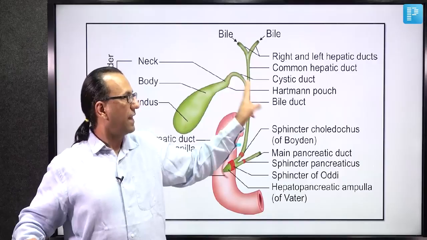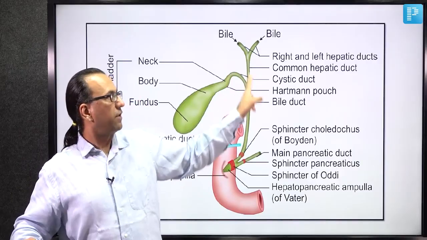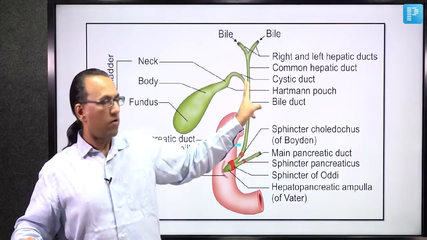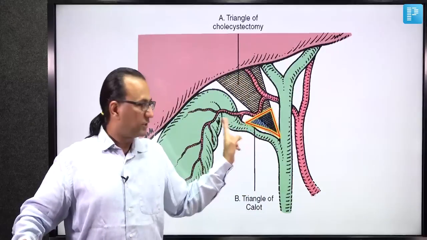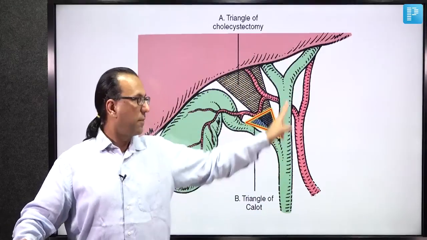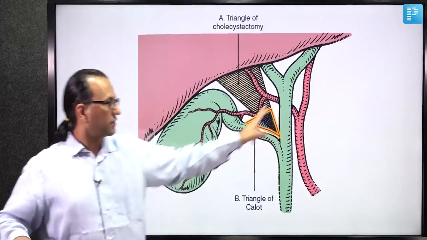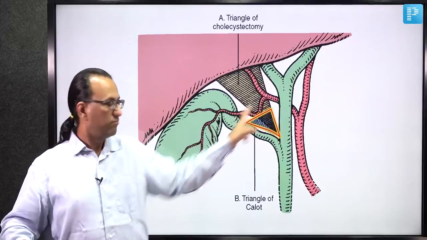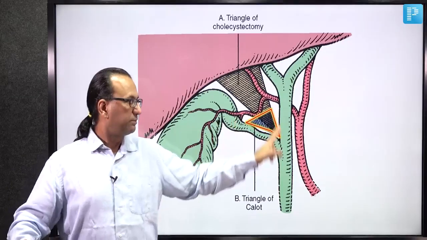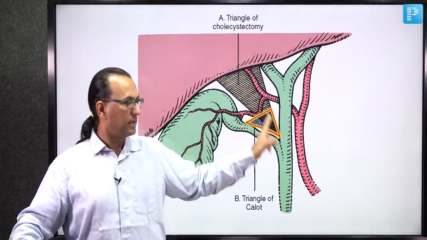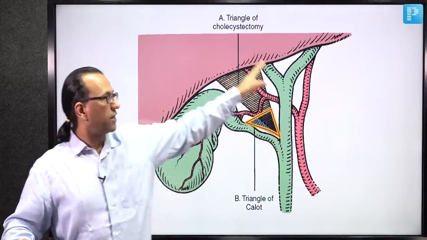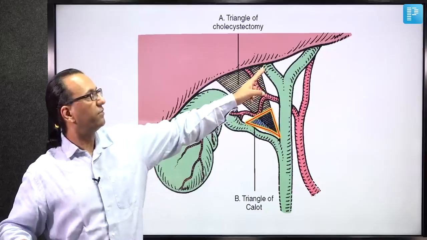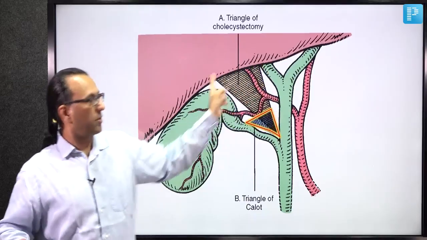Here you will find Calot's triangle as well. Let us magnify this area to discuss the boundaries of Calot's triangle then. Calot's triangle is bounded by the cystic duct on the right side, the common hepatic duct on the left side, and the cystic artery on the base. Some people mistake Calot's triangle for the cystohepatic triangle, which is a different triangle. There you have the triangle of cholecystectomy.